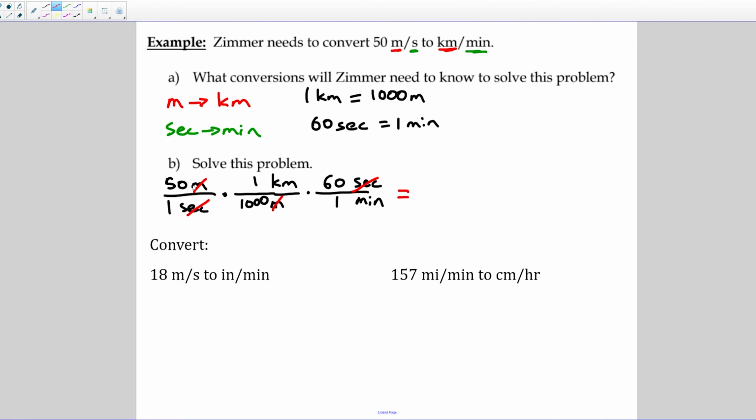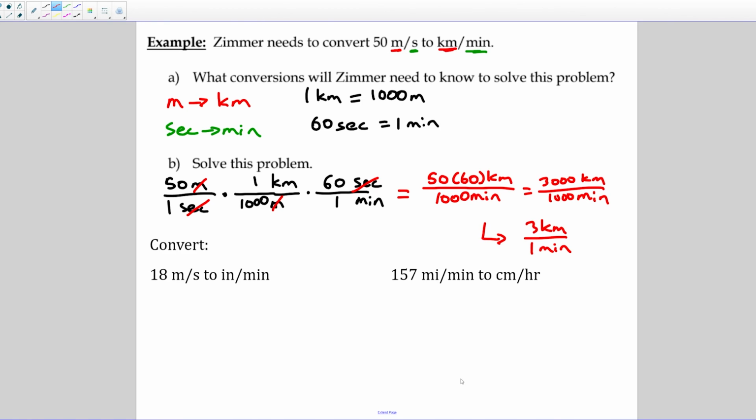From here, we can multiply straight across the top, 50 times 1 kilometer times 60. So that's really just 50 times 60 kilometers, divided by 1 times 1,000 times 1 minute. So that's going to be divided by 1,000 minutes. Simplifying things gives us 3,000 kilometers over 1,000 minutes. And simplifying that leaves us with 3 kilometers per every 1 minute.